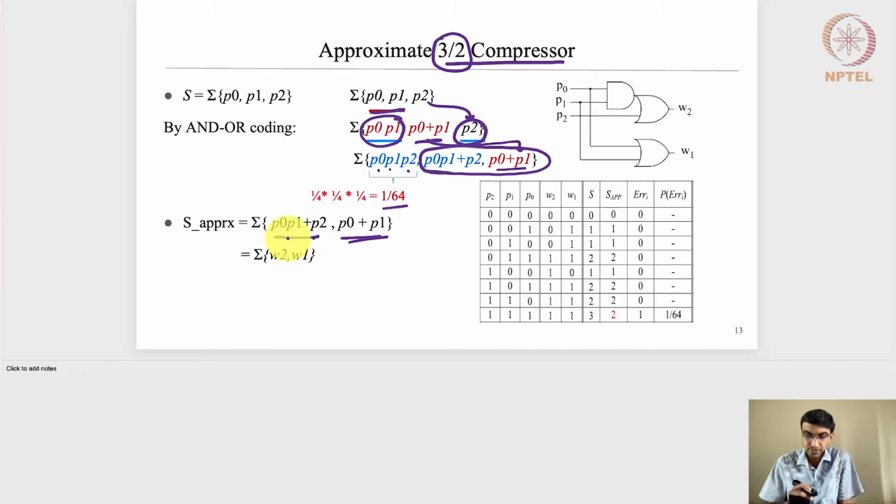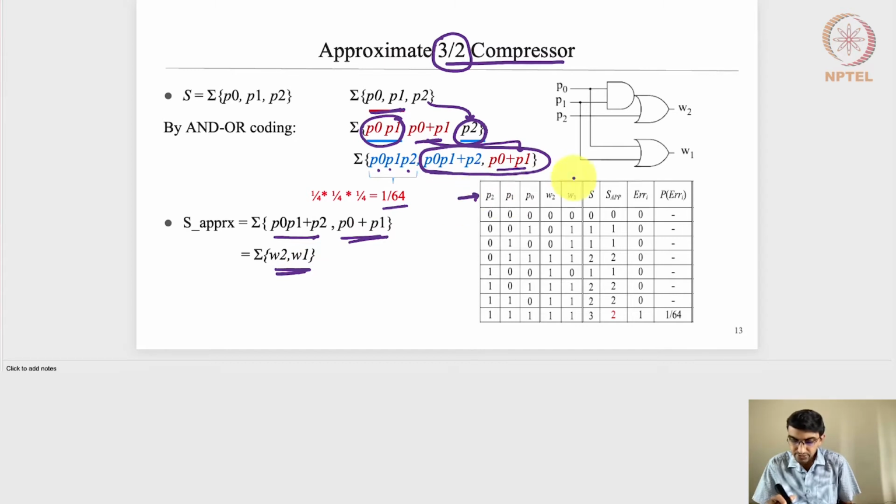Right, so the 3:2 compressor is nothing but a full adder, and so instead of 2 XOR gates, what we can do is have an OR gate here, and then we can have an AND gate here. Right, so this will give me the partial products. So P0, P1 plus P2, comma P0 plus P1, and eventually we get W2, W1.